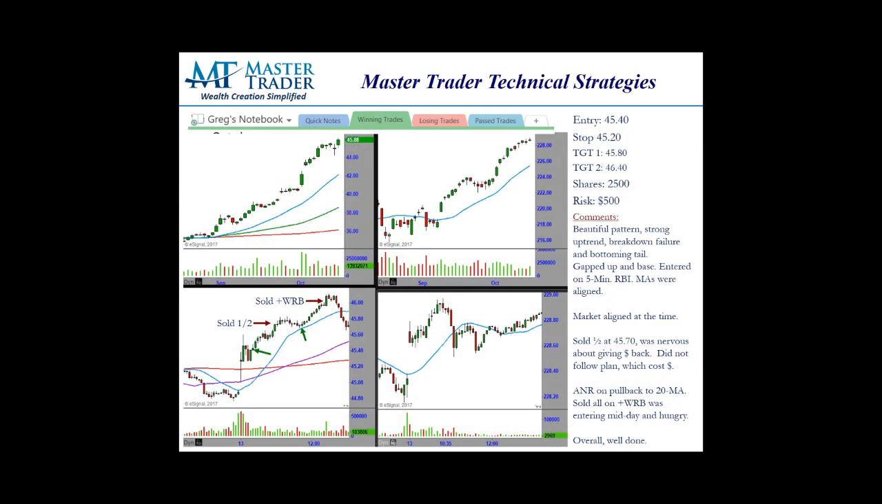Here's an example of one that I've marked up that shows the setups and the entry points, the daily chart and the intraday chart, and then what the market was doing at that time, and stop, entry, targets, share size, risk, some patterns as to why, what was going on at the time, was there market alignment, where it sold. Got a little nervous, I didn't want to give back money, didn't follow the plan at that time, could have made more. And add and reduce on the pullback to the 20 MA, sold on the wide range bar, entering midday. I just wanted to go to lunch, right? Overall, was a job well done, profitable trade.